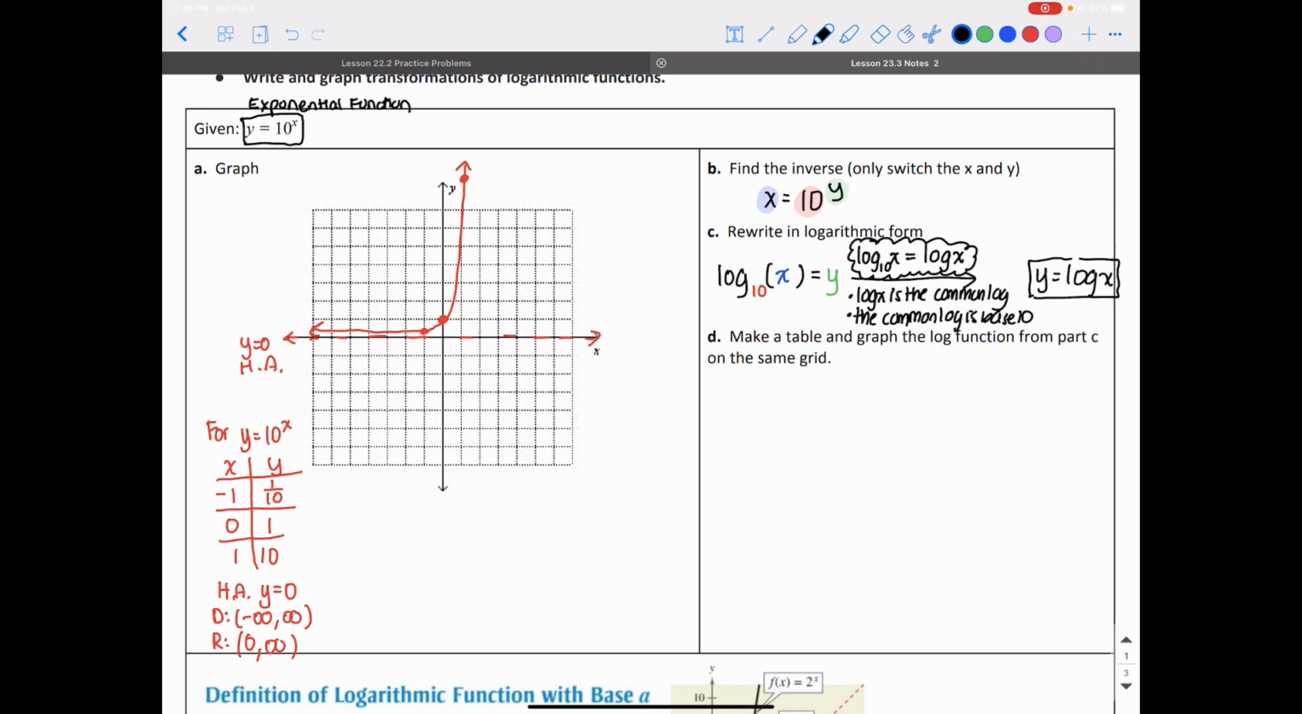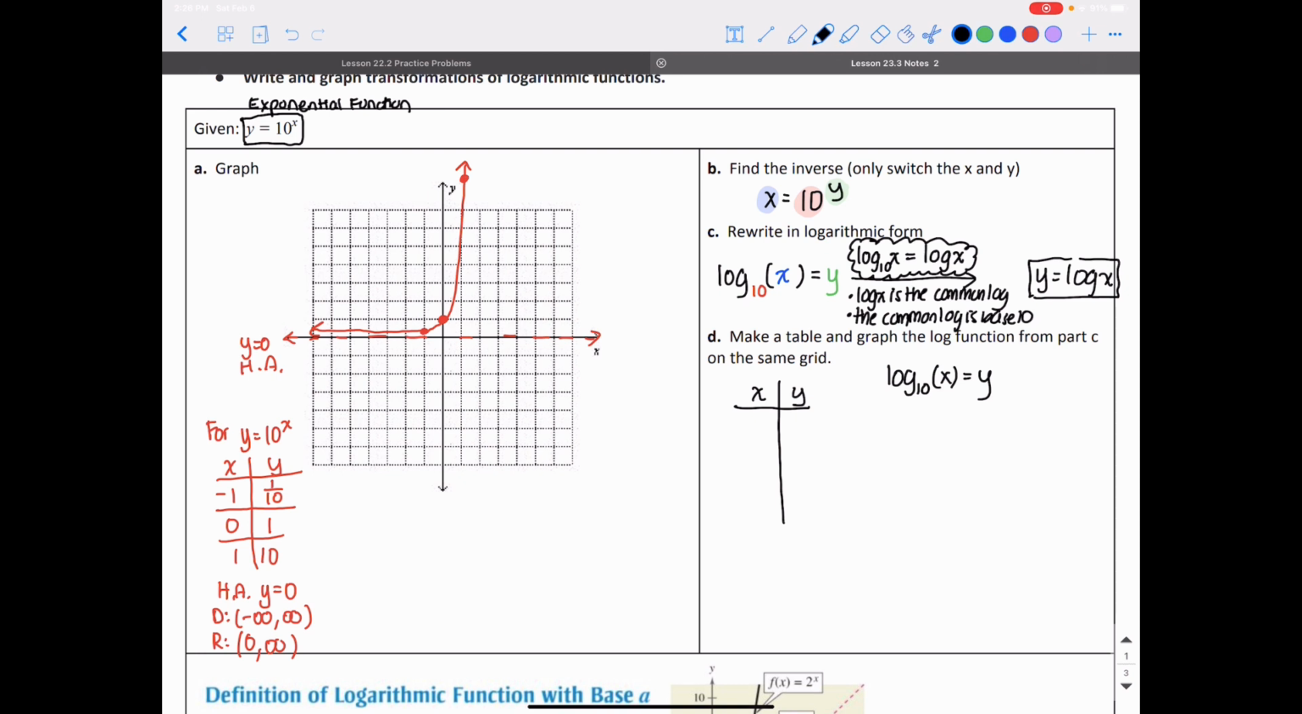For D, I want to make a table and graph the inverse function I just came up with from part C, and I want to do it on the same grid that I did for the exponential function y is equal to 10 to the x power. So I'm going to pick values for x to plug in and see what I get for y. I'm going to use this equation here: log base 10 of x is equal to y. What I want to do is pick values for x that are powers of 10. That way it's going to spit out whole numbers for me for y, for the exponents.